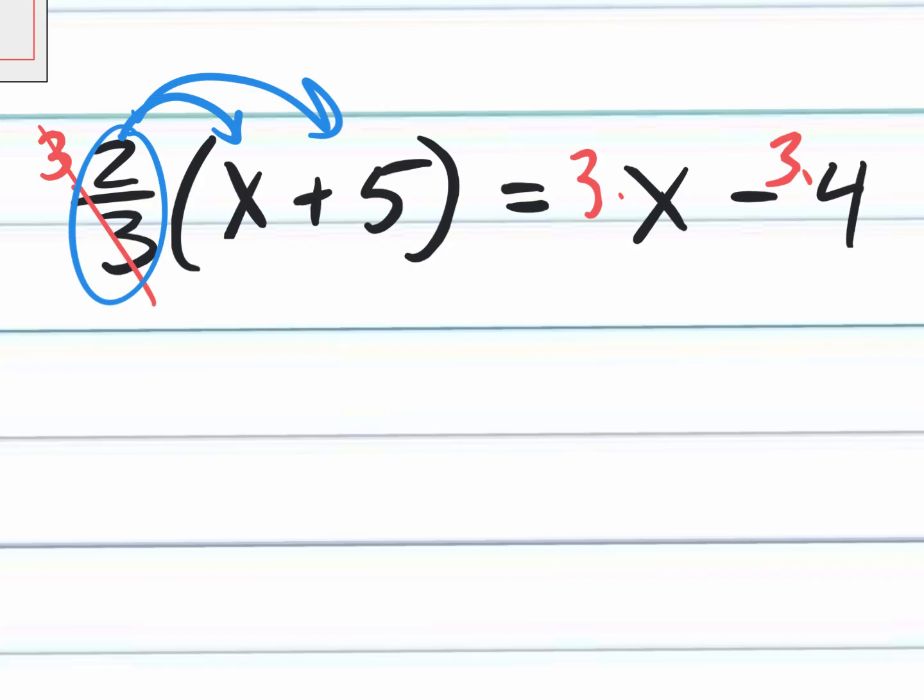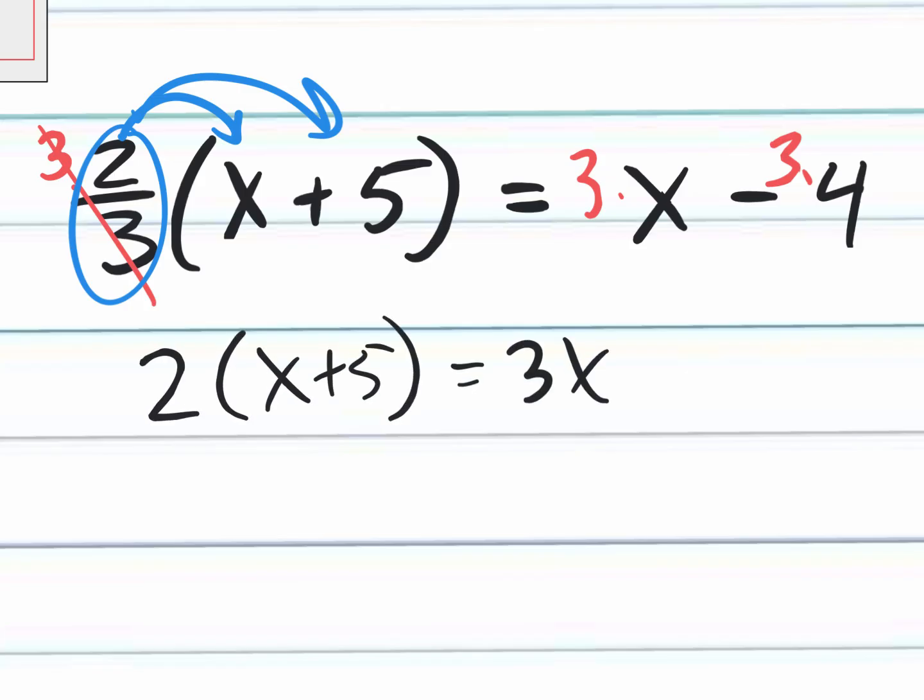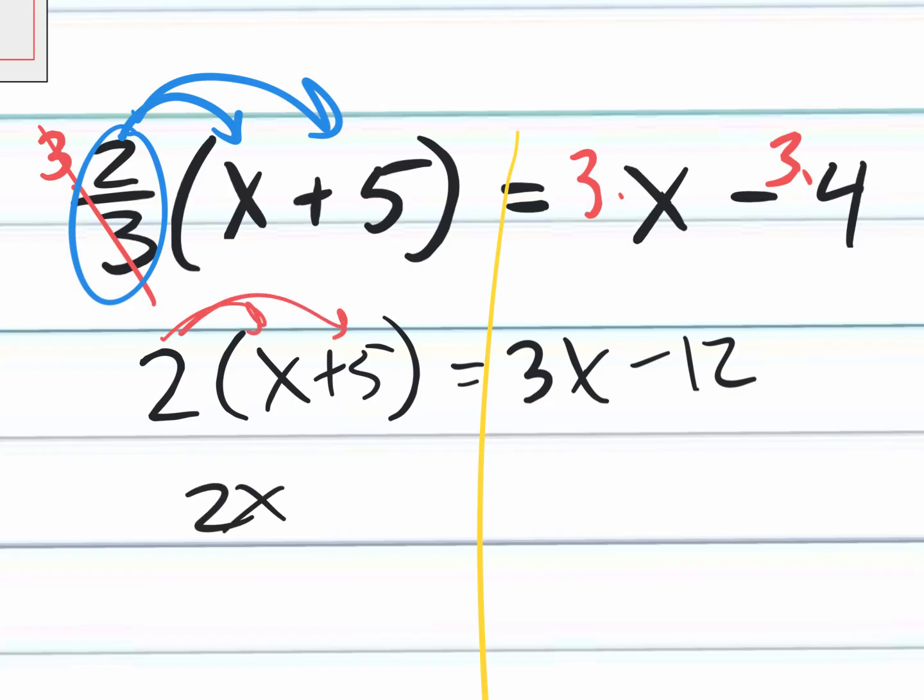So what do we really have here? We have a 2 parenthesis x plus 5 equals 3x minus 12. And then you could go about your business simplifying each side. The right side is already simple. Let me draw my line. The left side, I need to distribute to make it simple. 2 times x, 2x, 2 times 5, 10. And we might as well put that positive sign because it's a positive 10. We still have the equal sign. On the right side, we have a 3x minus 12.